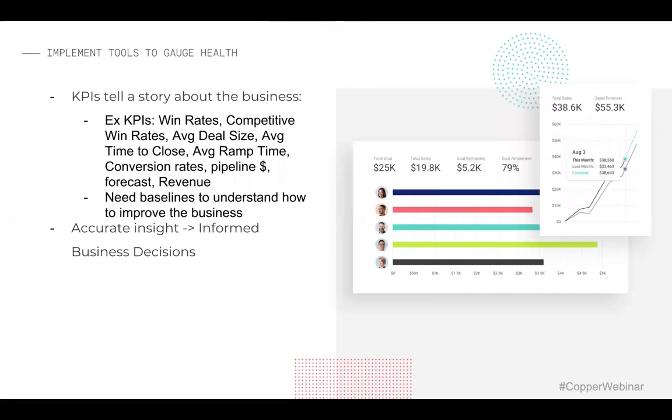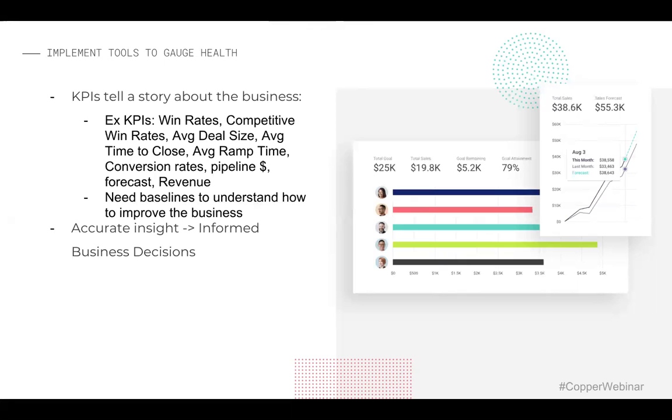And so, again, kind of going back to my sales enablement past, some of the KPIs that people came to calls to solve were their win rates, their competitive win rates, the average deal size, average time to close, average ramp time, conversion rates, pipeline obviously is important, their forecasting, overall revenue. A lot of people cannot actually track these things, or they are not currently tracking them. And that's a very, very sad thing, as somebody who's a total nerd about this.